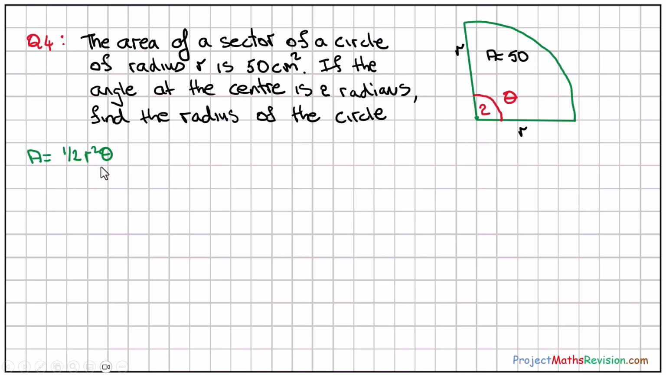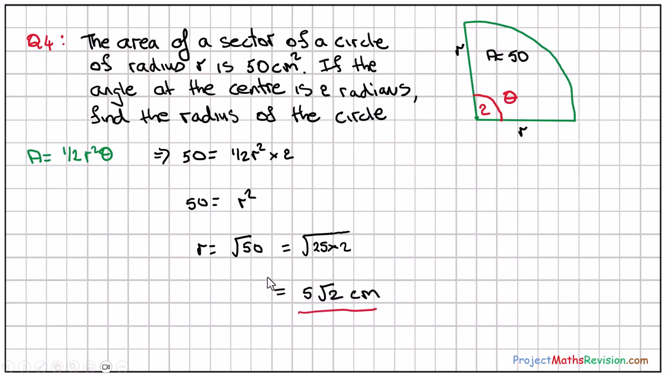So let's rearrange this expression, or substitute the values first. We get A, put 50 for A, r we don't know, and theta is 2. So the 2's cancel here, so we get r squared equals 50. That means r is the square root of 50, which is 25 by 2. The square root of 25 is 5. So r is 5 times root 2 centimeters.